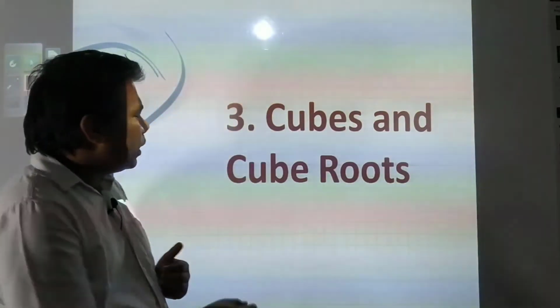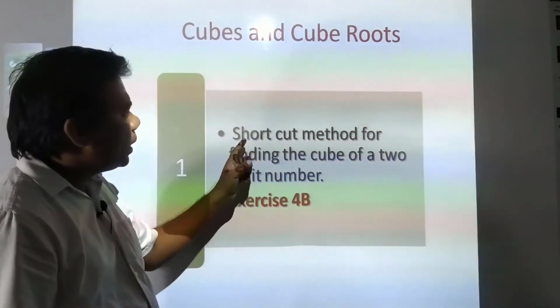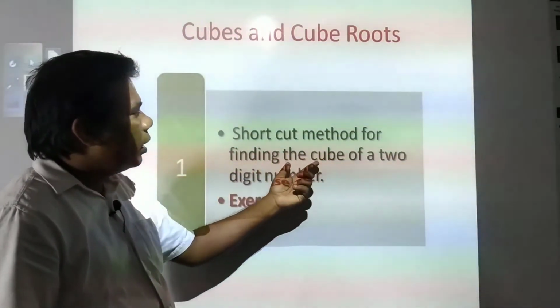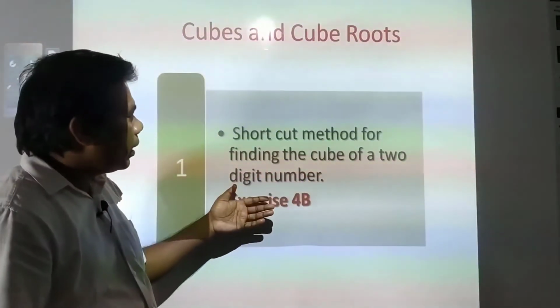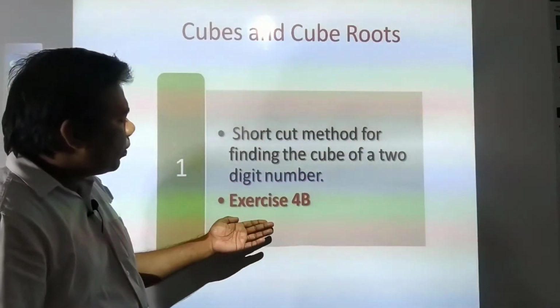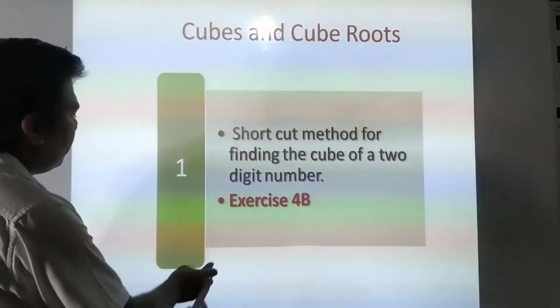So it was told that next day we will start a new topic, and our new topic is the shortcut method for finding the cube of a 2-digit number. I hope you must have revised, and we will see exercise 4b as well. So let's start.